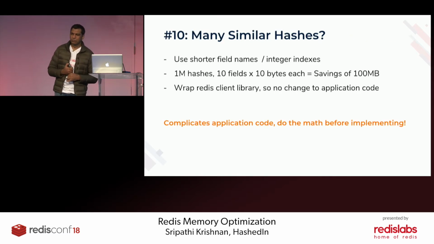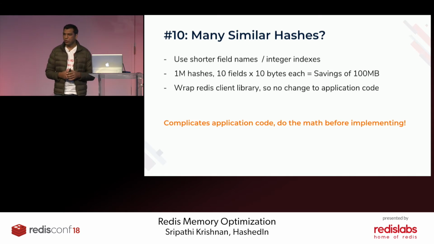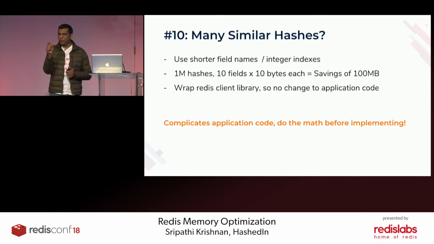The last one, which is for the hash, right? If you've got many hashes which have the same fields, the fields themselves consume memory, right? So let's say you've got millions of users, right? Each user has a name, age, role, and so on, right? The name, the age, the role, all of these field names themselves occupy memory in Redis. You can do the math, it's fairly straightforward.